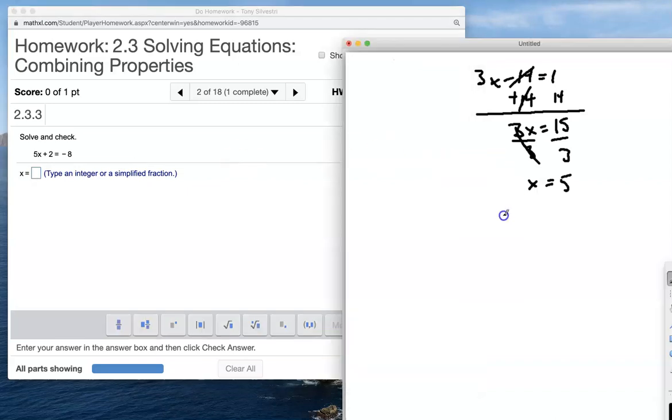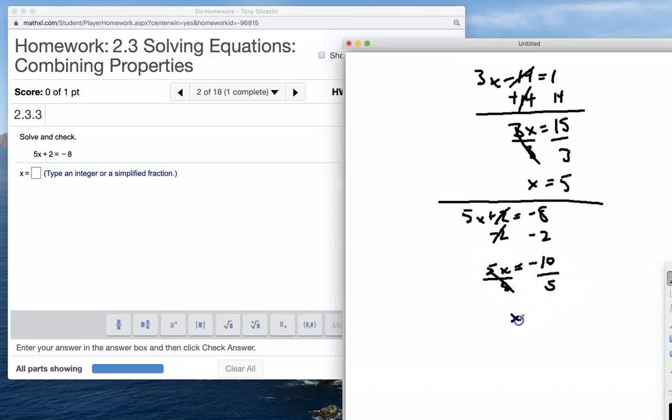Let's do it over here. 5x plus 2 equals minus 8. So I'm going to subtract 2 from both sides because that will get rid of the 2 from the left. I'll have a 5x, and then minus 8 minus 2 is minus 10. Now x is being multiplied by 5. Now you divide by 5, and guess what? You're done. X is equal to negative 2.